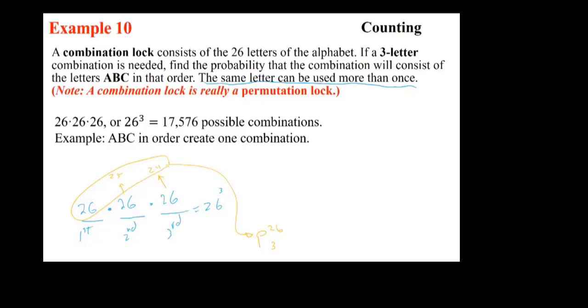And what would be the probability, therefore? Find the probability that the combination will consist of the letters ABC. There is only one way to get that. So the probability of ABC is n of ABC over n of S. The denominator is given, 17,576. The top, there is only one way. And that's the answer.